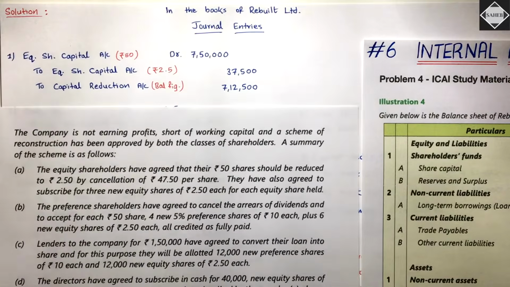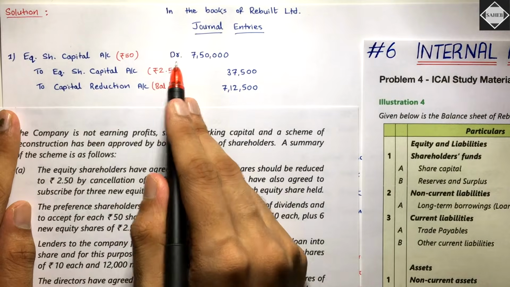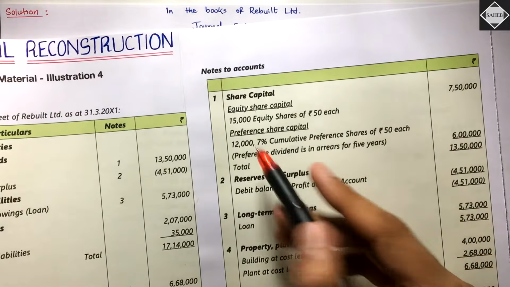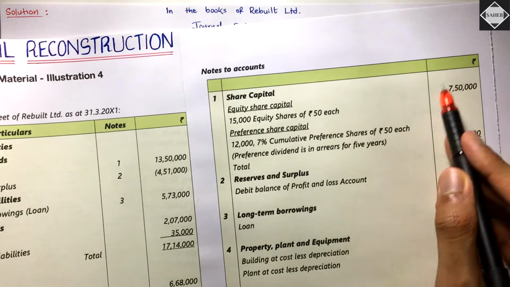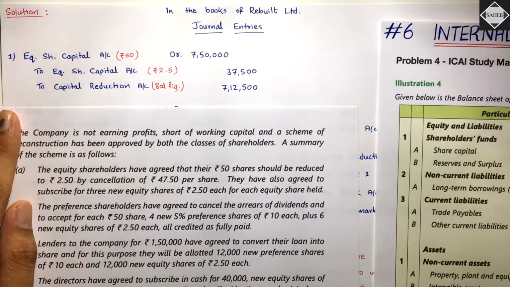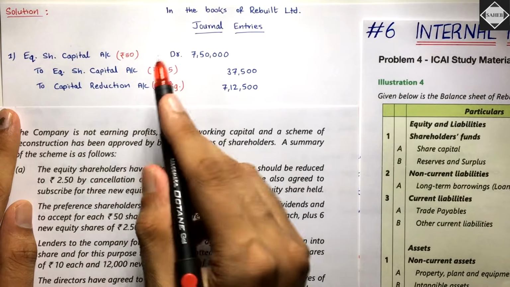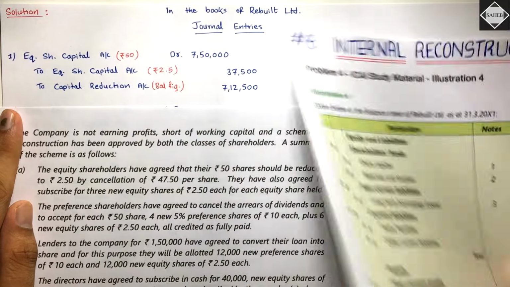So let's see. Equity share capital account, debit 7,50,000. How did I get the 7,50,000, this old capital? It's really simple now. Just look in the balance sheet. Here it is, 7,50,000, the old equity share capital. Just debit and cancel it all, and then credit the new capital with the new face value. The number of shares have not changed now.